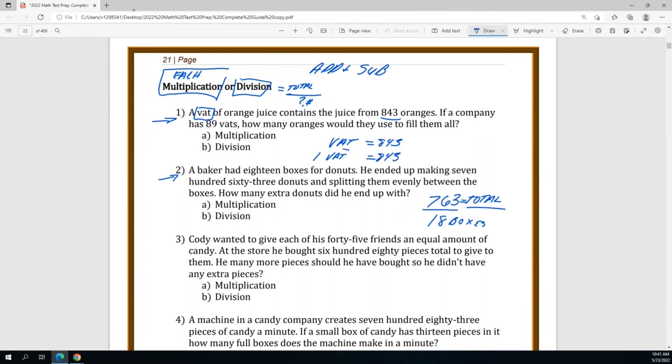What it's asking is, if this is my each vat, what if I increase that number of eaches? What if I increase that to 89? So if each vat can hold 843 oranges or juice from that many oranges, how many oranges did it take to fill 89 vats? So with multiplication, the trick is that you're giving the number 843 and you're going to give it to yourself again and again and again, over and over, 89 different times, and then you will get to a total.